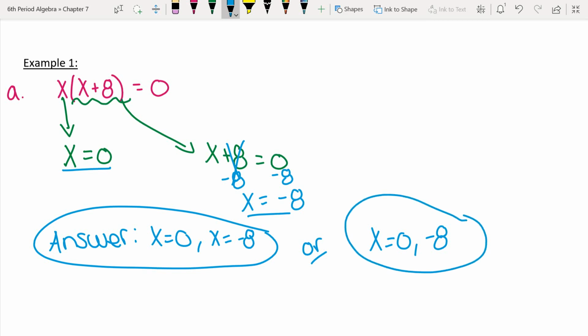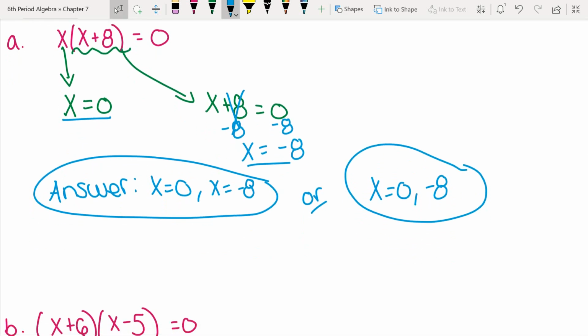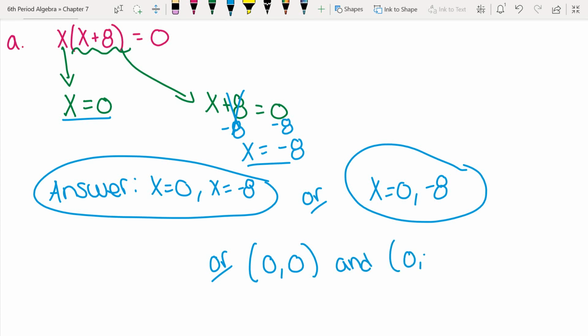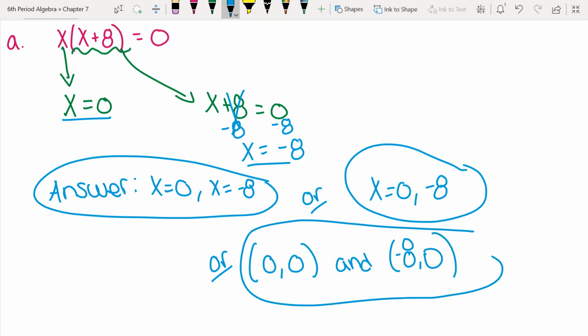Technically, what we just found was an intercept. So a third option to write your answer would be writing them as coordinate points, where your x value goes first, and then you put a y value of 0. That would be another way you could write your answer. Truthfully, I would just stick with either the first or second options for now.